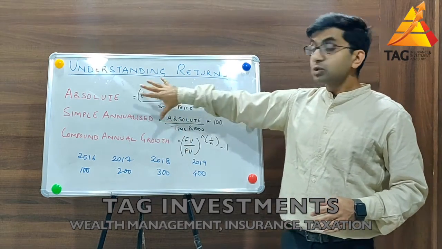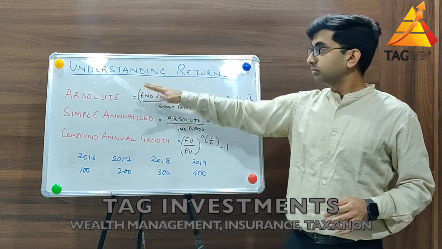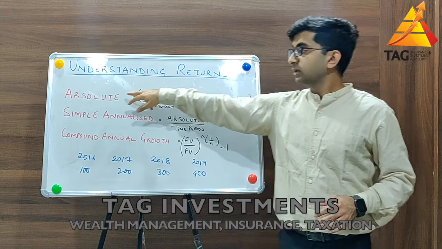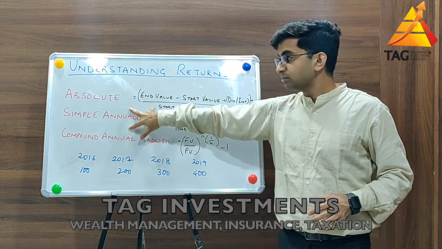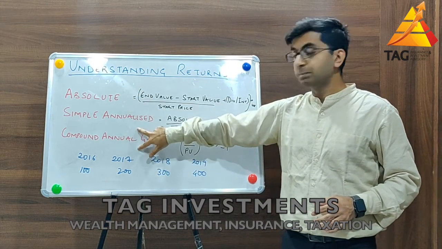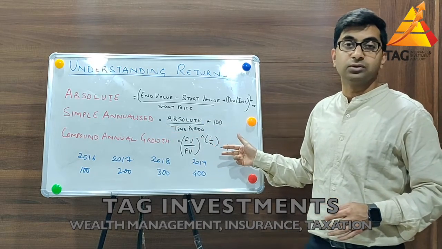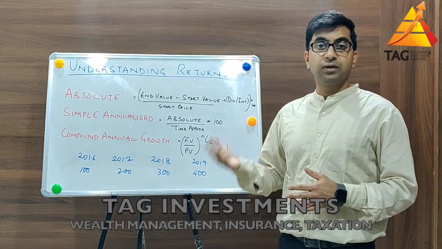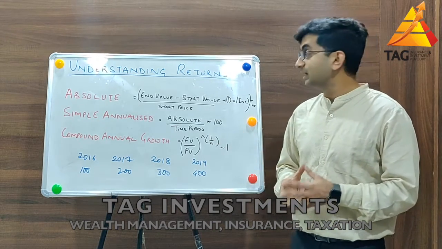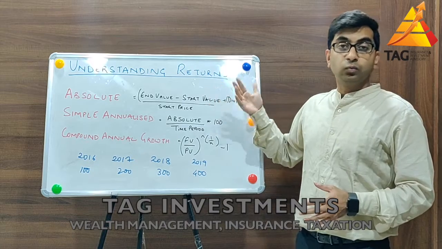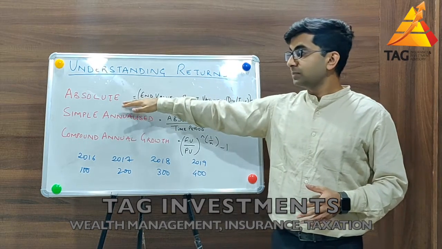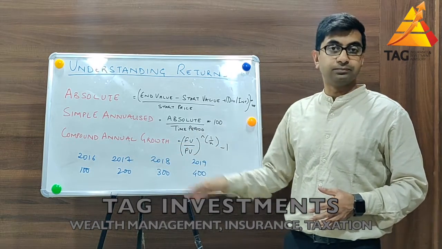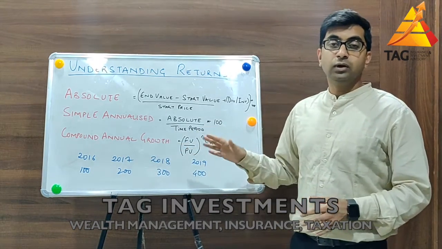So somebody who does not understand the formulas for returns can think the absolute return was 300%, the simple annualized return was 100% and the compound annual growth return was 59%. All three gave different results and different returns, and that is why it is very, very important to understand what returns are in terms of absolute return, simple annualized return, and compound annual growth return. Well, I'm sure this video would be of help to you.